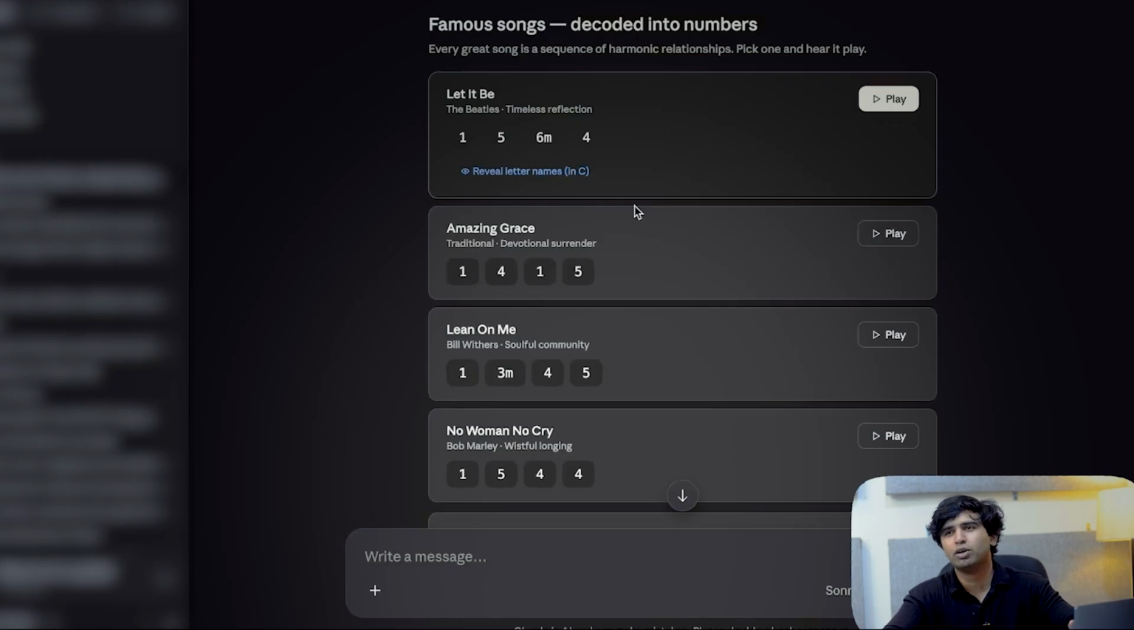Rather, let's say if you are playing it in the key of C, it would be C, G, A minor, F. But if you play it in the key of E or D, then you'll have to learn the letter names, right? It's better that you learn your numbers so that it'll be easier for you to apply it in any key. Let's talk about Amazing Grace.